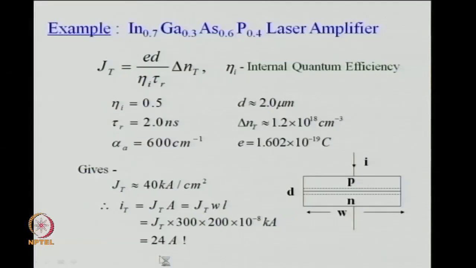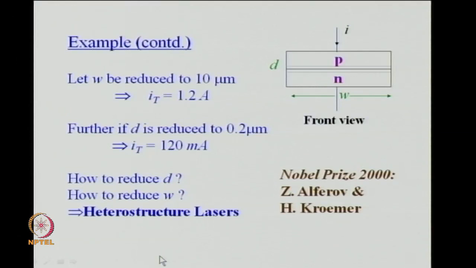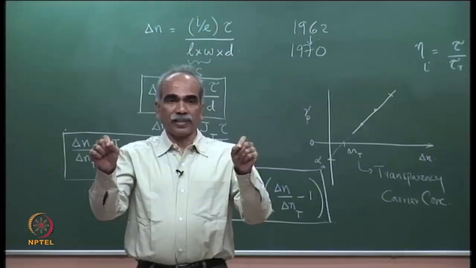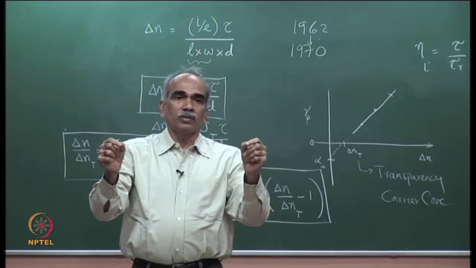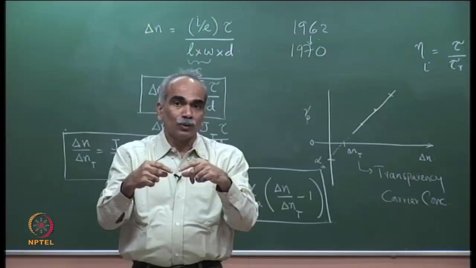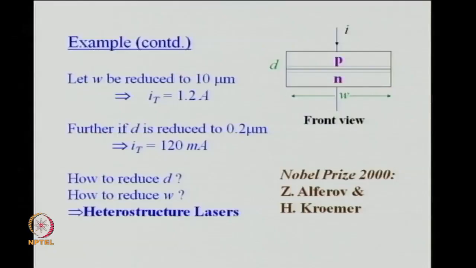Now let us see further. Therefore, how to bring this number to a reasonable order? What are the possibilities? Suppose you reduce W, that was the width. If you see the front view, the width was 200 micron. Suppose somehow you reduce it to 10 micron, which means a factor of 20. So you have brought down the current from 24 amperes to 1.2 amperes, because W has been reduced by a factor of 20. So it is 1.2 amperes. You are now in a reasonable limit.